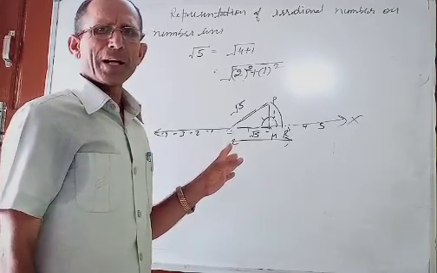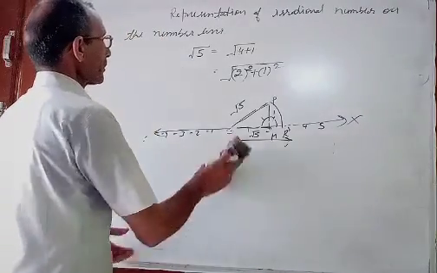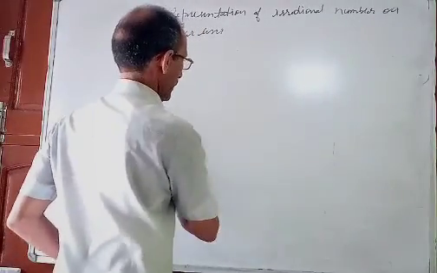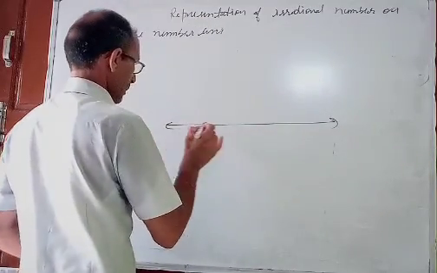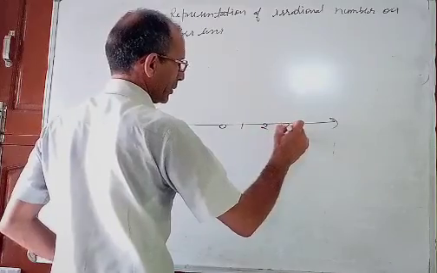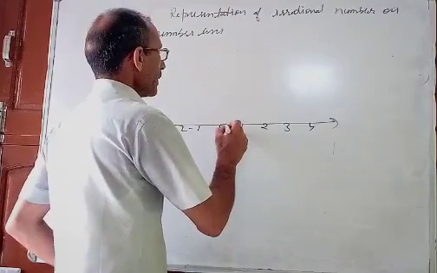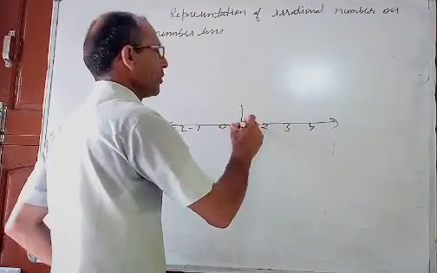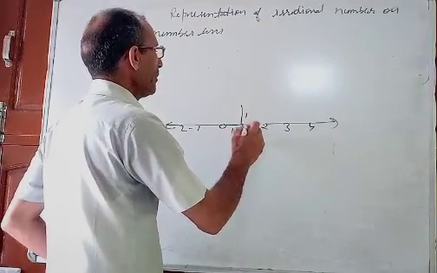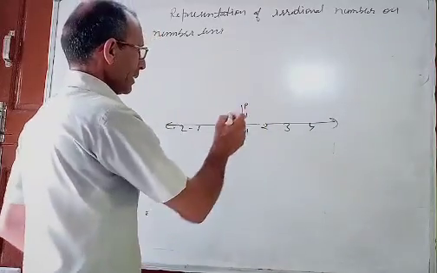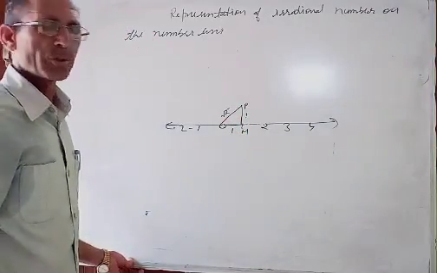So another method is by using the spiral method. So what is the spiral method? This is your number line: 0, 1, 2, 3, 4, minus 1, minus 2. Take 1 unit as a base and perpendicular also 1 unit. 1 is base, 1 is perpendicular. Give any name OM and this is P. Then the hypotenuse will be equal to root 2.